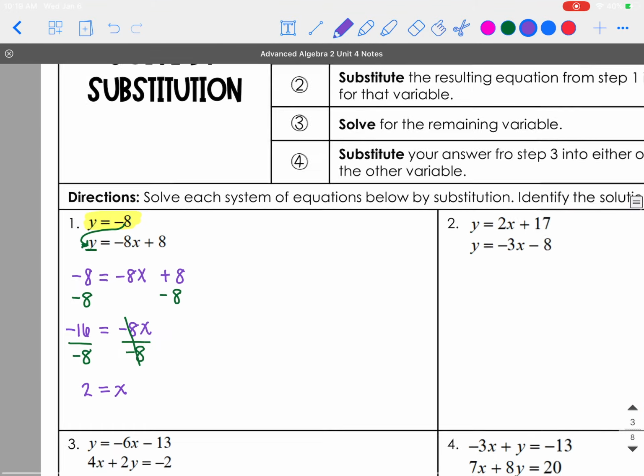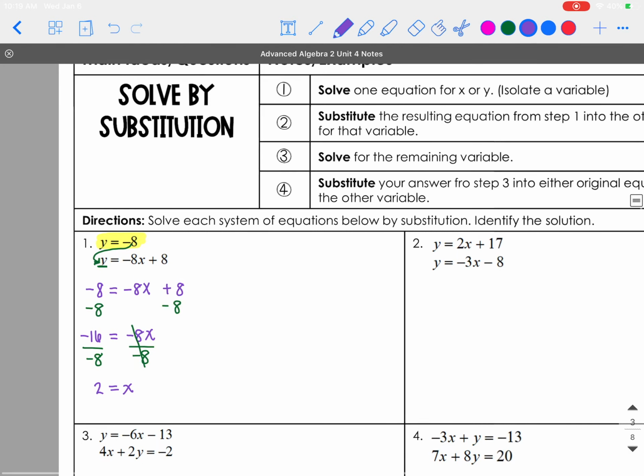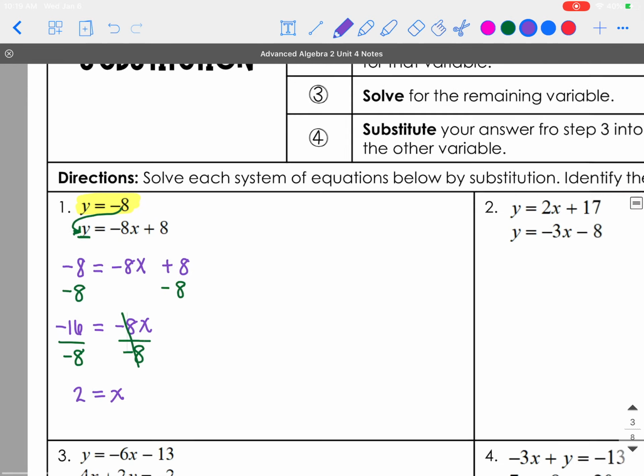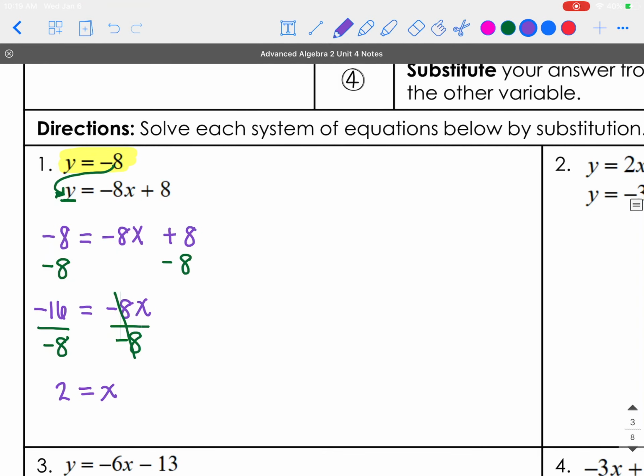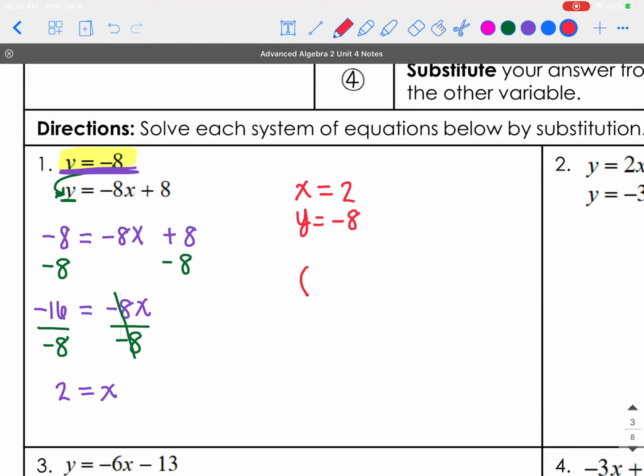So that was step 3, we finished step 3 there. Step 4 would be to take this 2 and plug it back in to help me find y. But this is one of the easiest questions because it already flat out told you what y is. It said y is negative 8, so you don't have to do anything else. Our answer is x equals 2, y equals negative 8, but I want you to put that as a point. So it's the point 2, negative 8.